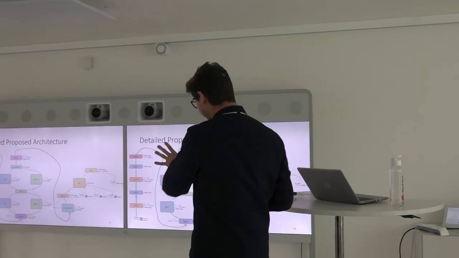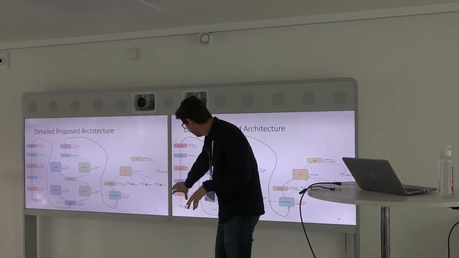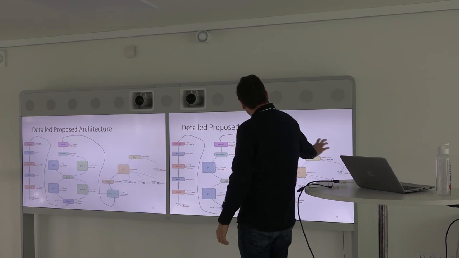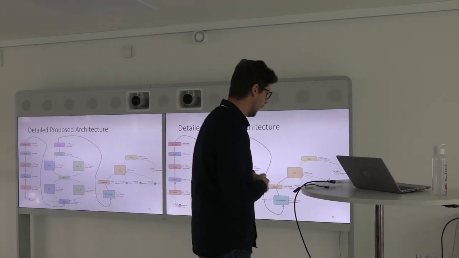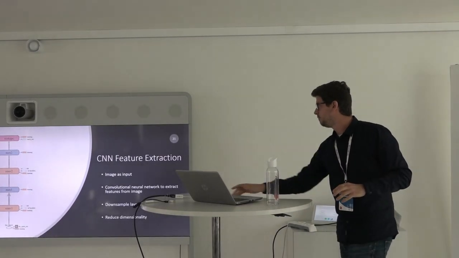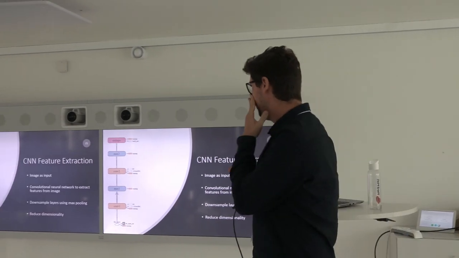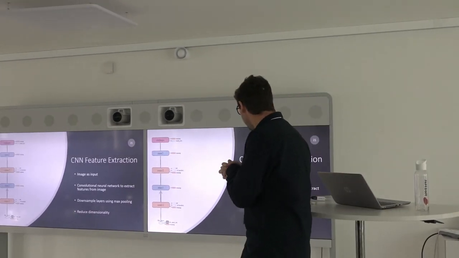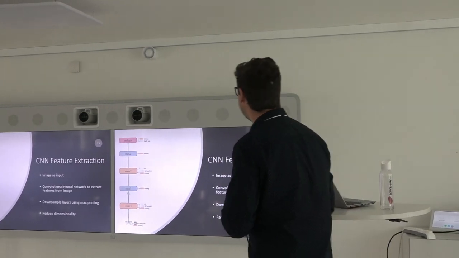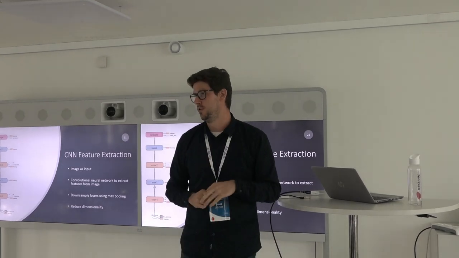So this is the same as the previous slide. This is the convolutional neural networks. This is the recurrent neural networks, and this is the CTC. So the first part of the architecture takes the image as an input, and then uses CNNs to extract features from an image.